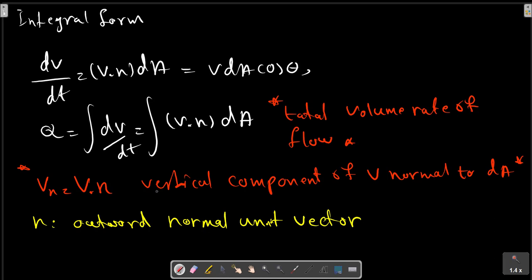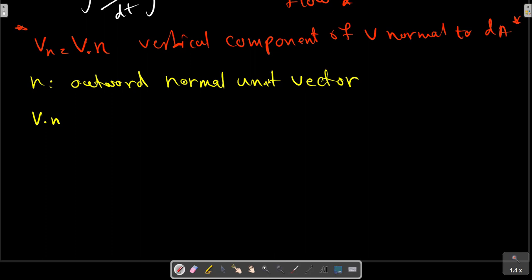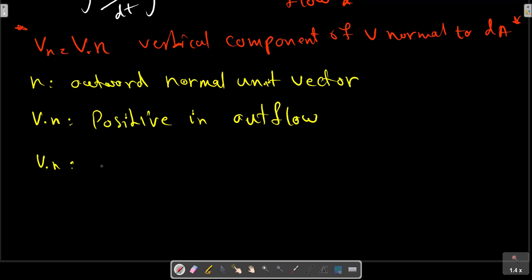Therefore, V dot n denotes outflow if it is positive and inflow if negative. So V dot n is positive in outflow and negative in inflow. This will be an extremely useful housekeeping device when we are computing volume and mass flow in the basic control volume relation.